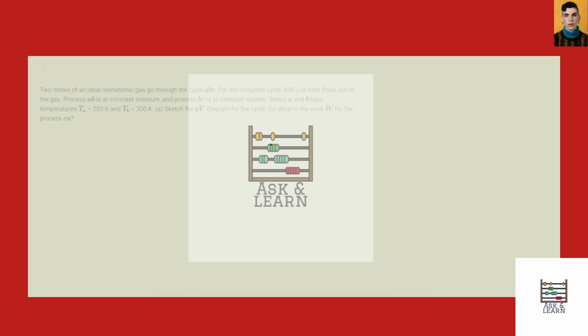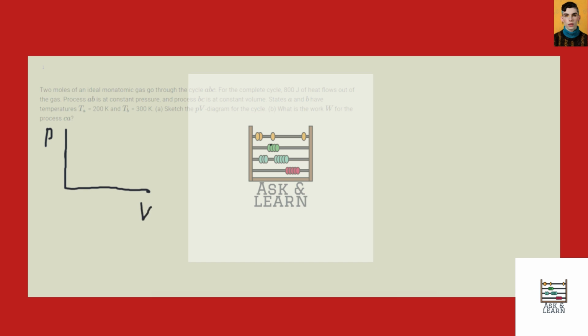Okay, so for this problem, we are considering a cycle ABC. So let's firstly draw the PV diagram. I want to draw the PV diagram. All right. So this is P, this is V.